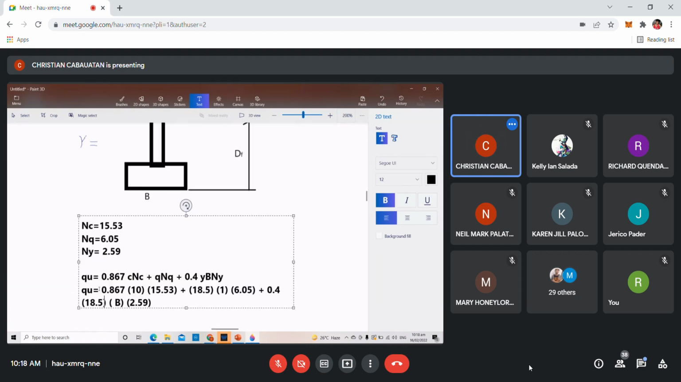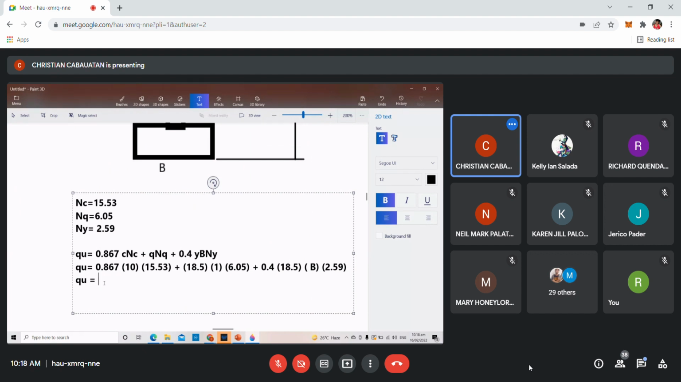Ano yung Q natin? Tama ba na 218.62 plus 246.57 po yung una, sir. 246.57. Agree ba lahat? Yes, sir.